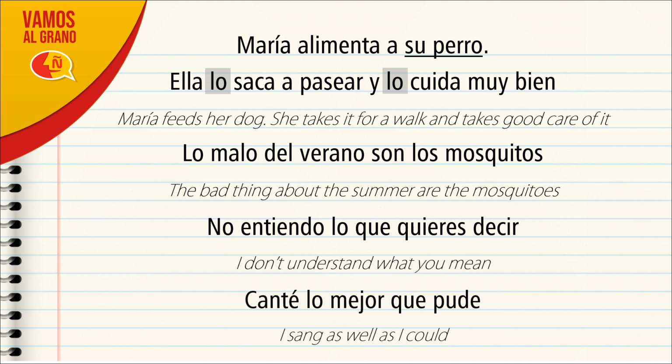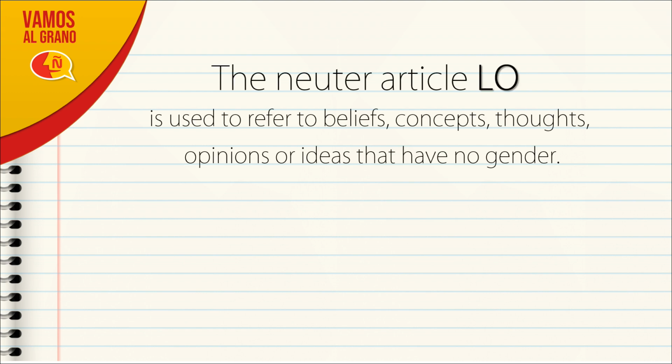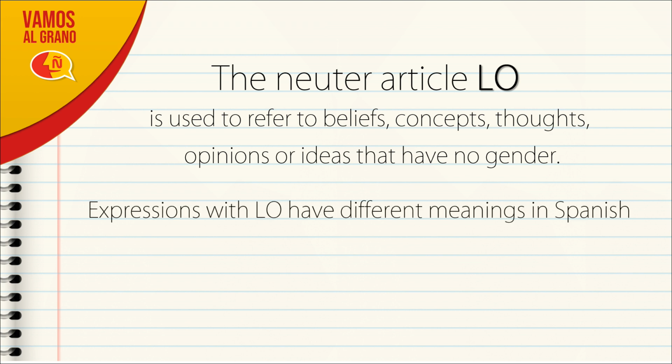So as you can see here, we also use the word lo, but not in the same way that we used it in the first sentence that I shared with you. Because in these cases, the word lo acts in a different way. So in this case, we are talking about the neuter article lo. The neuter article lo is used to refer to beliefs, concepts, thoughts, opinions, or ideas that have no gender. Expressions with lo have different meanings in Spanish.